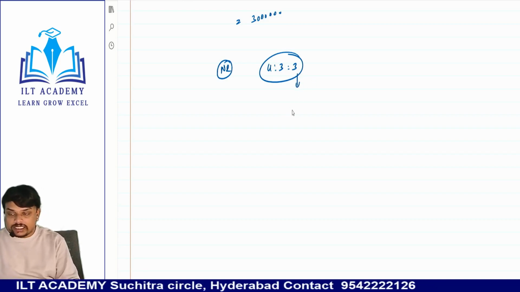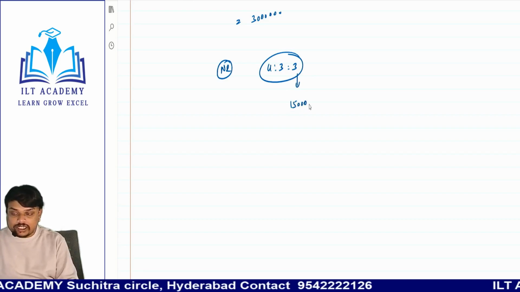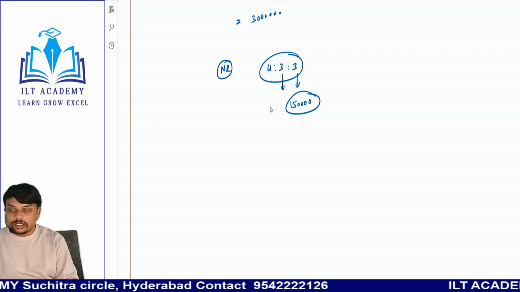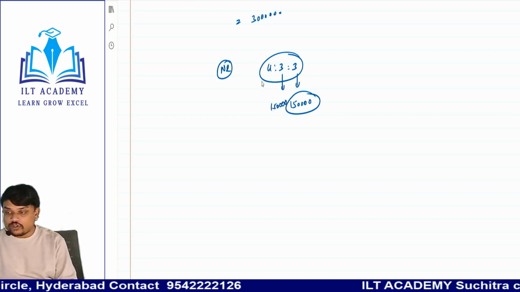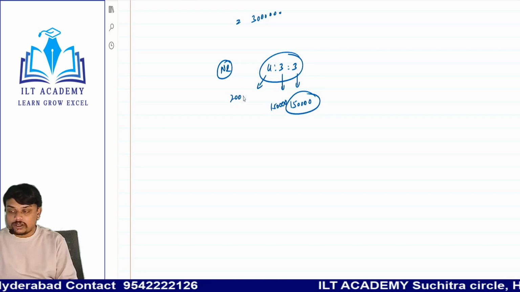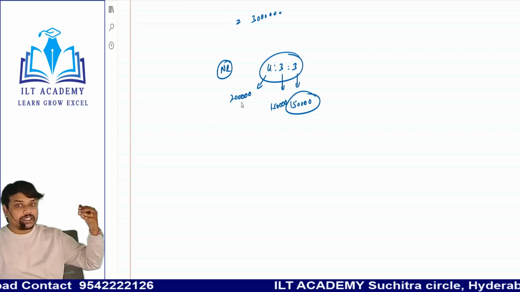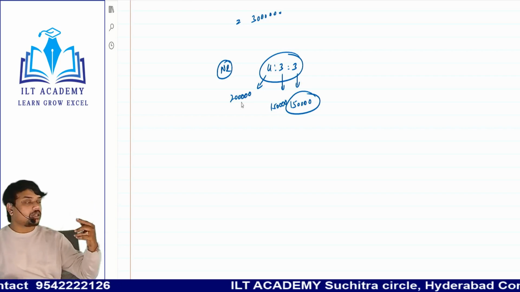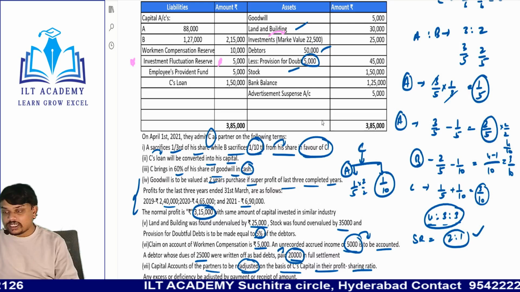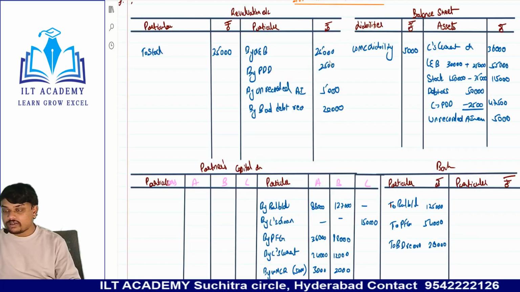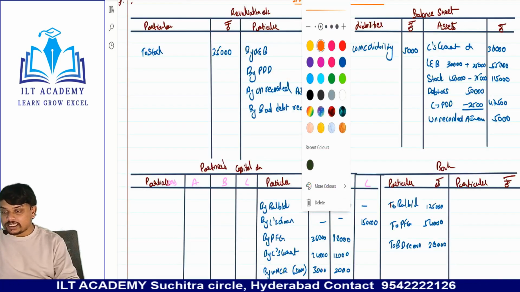Now for 3 parts, C's capital is how much? 1,50,000. Then B also needs to maintain how much? 1,50,000 for 3 parts. Then for 4 parts it will be how much? 2 lakhs. Why? Because 3 parts is 1,50,000, so for 1 part it will be 50,000. 50,000 into 4 is 2 lakhs. So again what we have got? We have got the capital account balances in the starting stage.